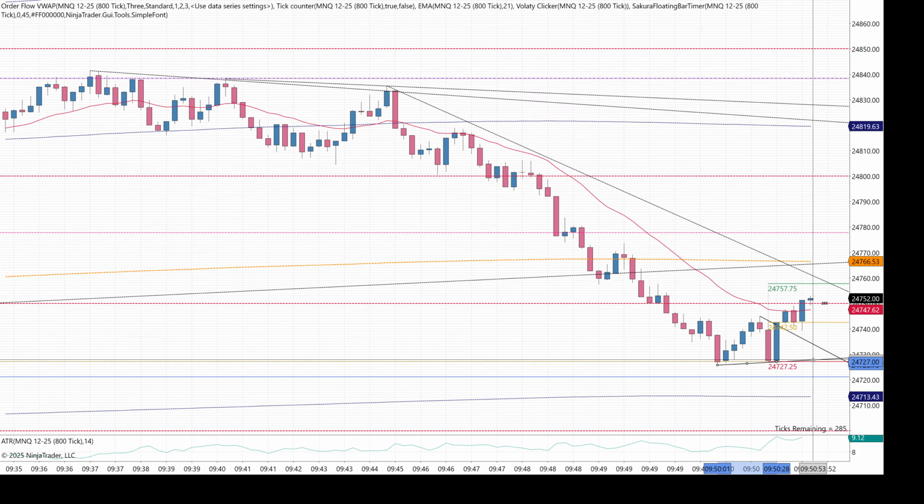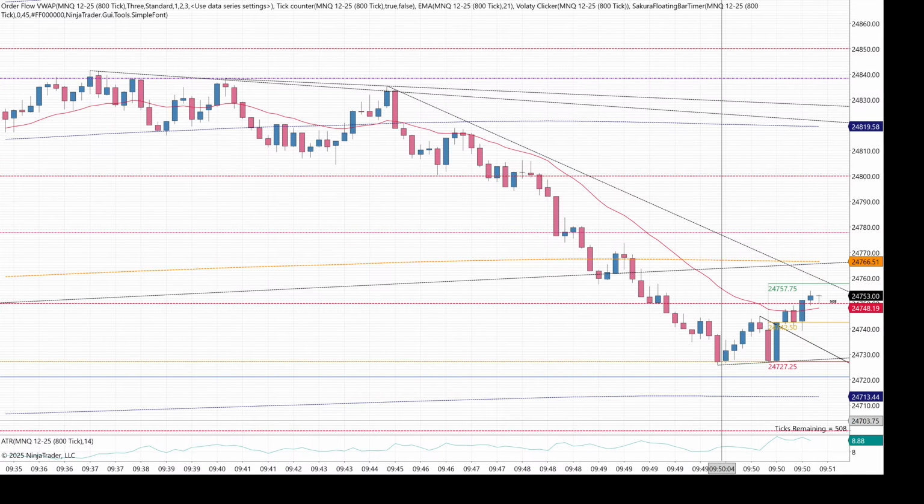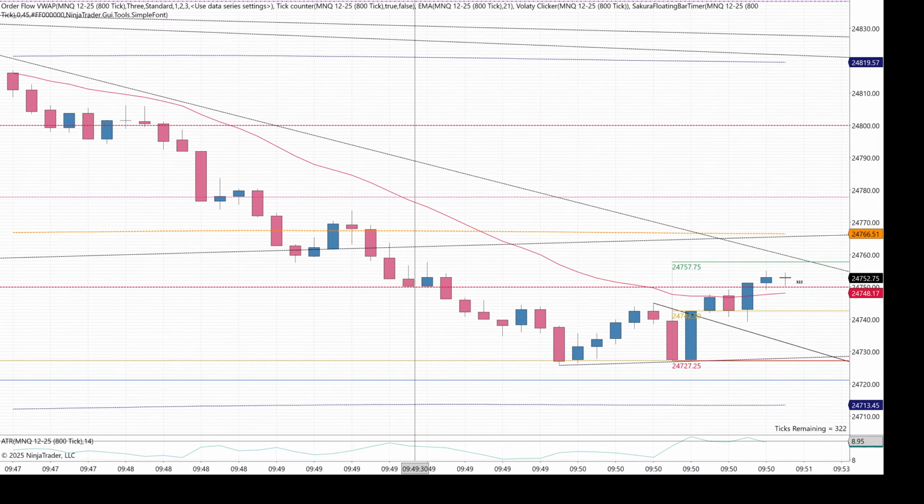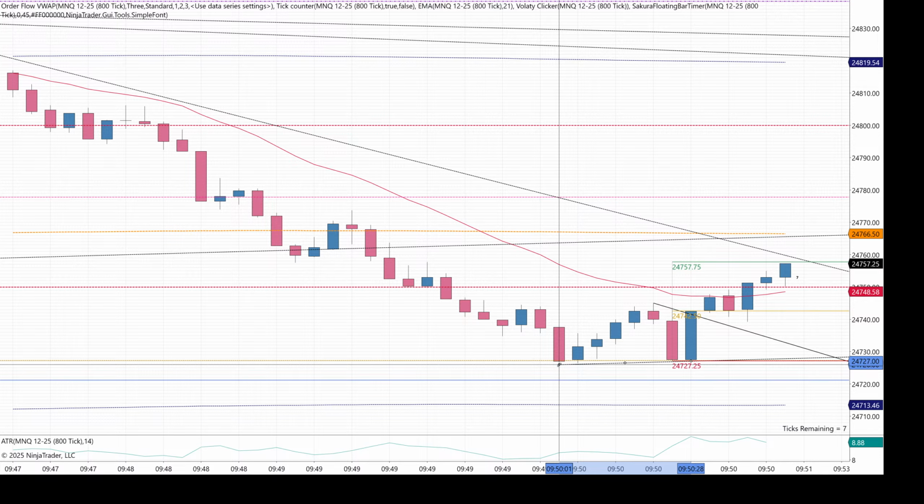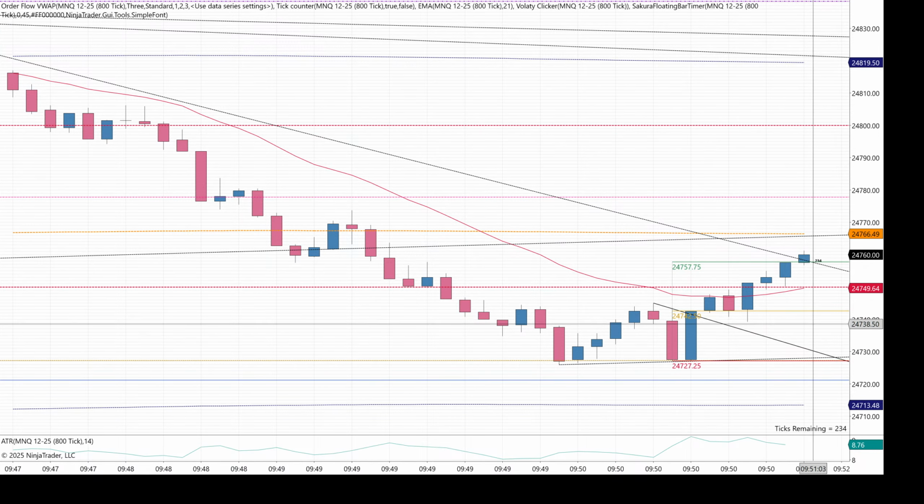If you're questioning yourself and you're like, is this gonna work or not, and there's not really a lot of confidence behind it, I would just skip the trade. Who cares if you miss it and it works?